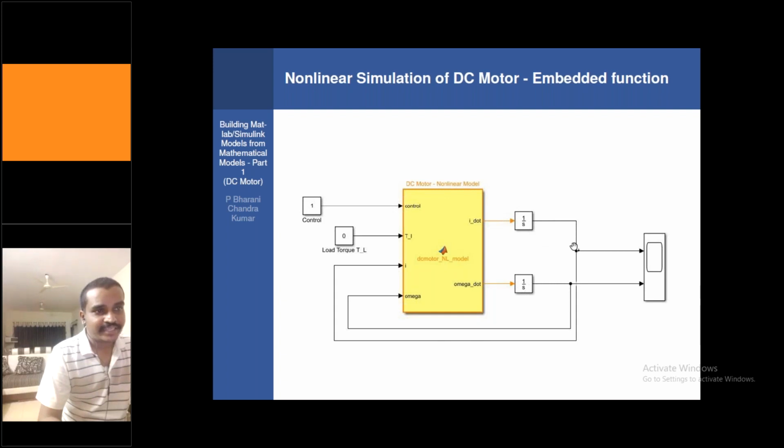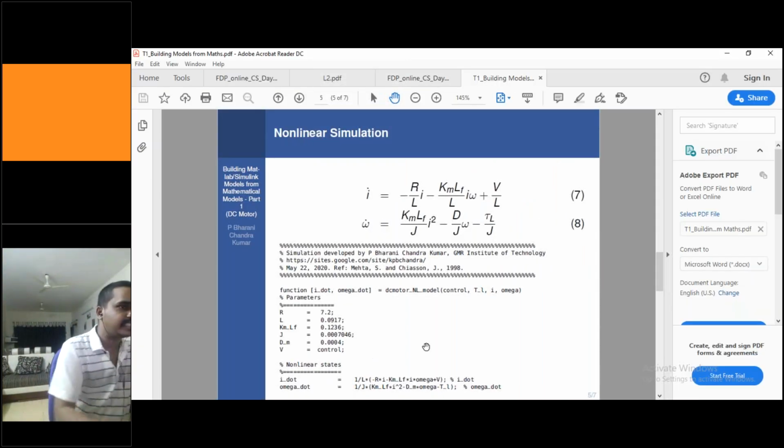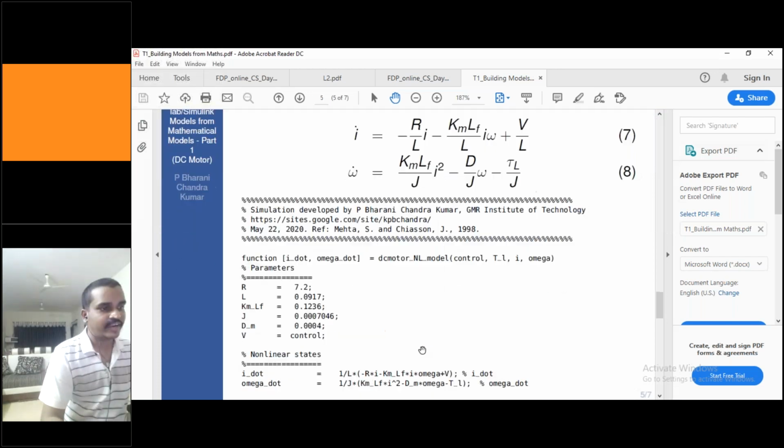Both I and omega are required for the plant. TL, the load torque, I assume is zero, and I'm giving some open loop control as one. The scope is to see the response. This is a small piece of code I have written here. These are my two states, and R, L, whatever parameters are required are written here. I dot is something like this. There are two nonlinear states which I have written from here, I dot and omega dot.